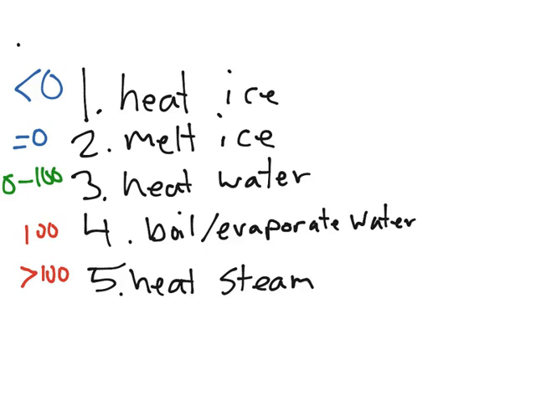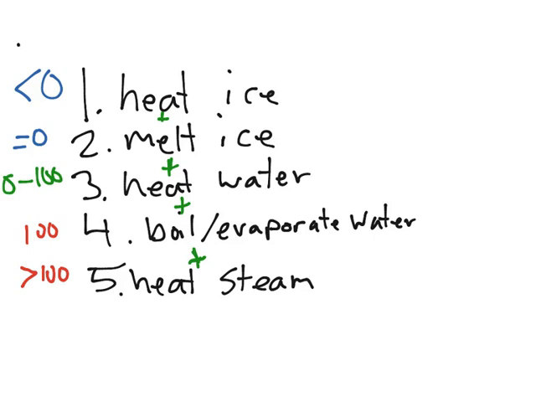If it starts at anything below 0, we're going to have to heat the ice. If it ends anywhere after 100, you're going to have to heat the steam. So if you go from ice below 0 to anywhere after 100, you'll have to go through each one of these steps and add them all together. Remember, we're adding these together, not multiplying them. You'll be multiplying within each individual part, but you add the parts together.